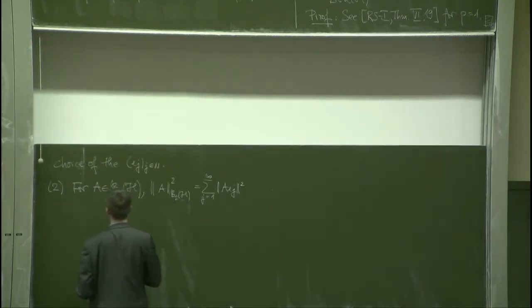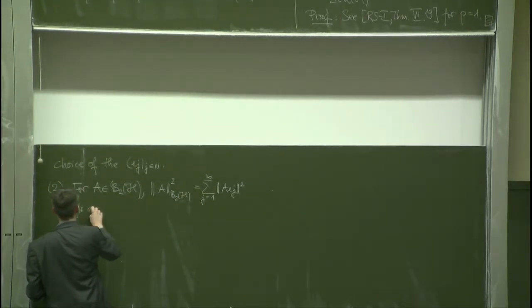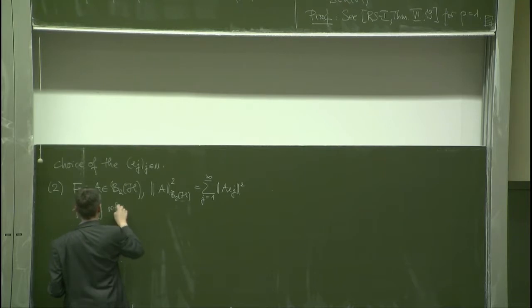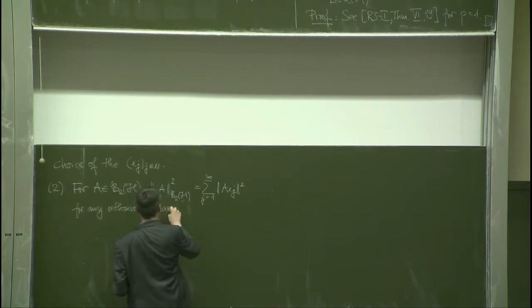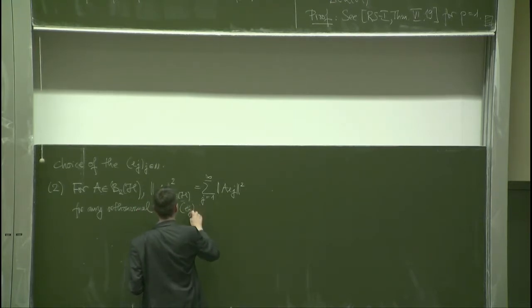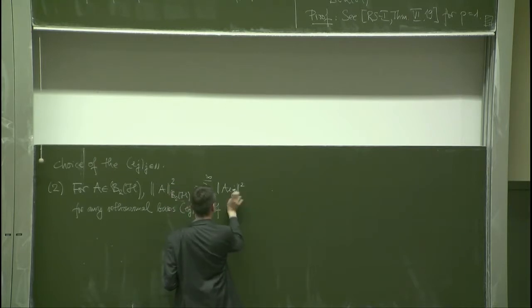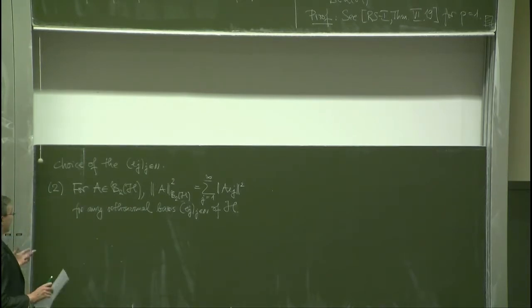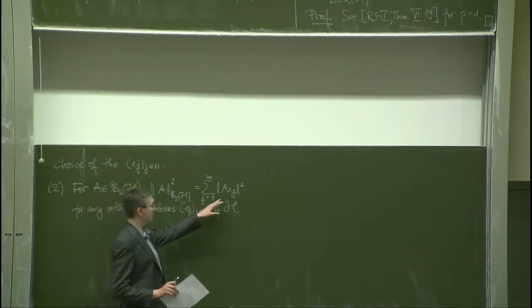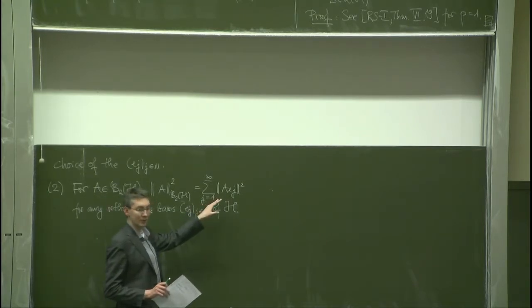For any orthonormal basis j of H. Here you see that step 1 is indeed important to obtain that this object is independent of the choice of the particular basis.